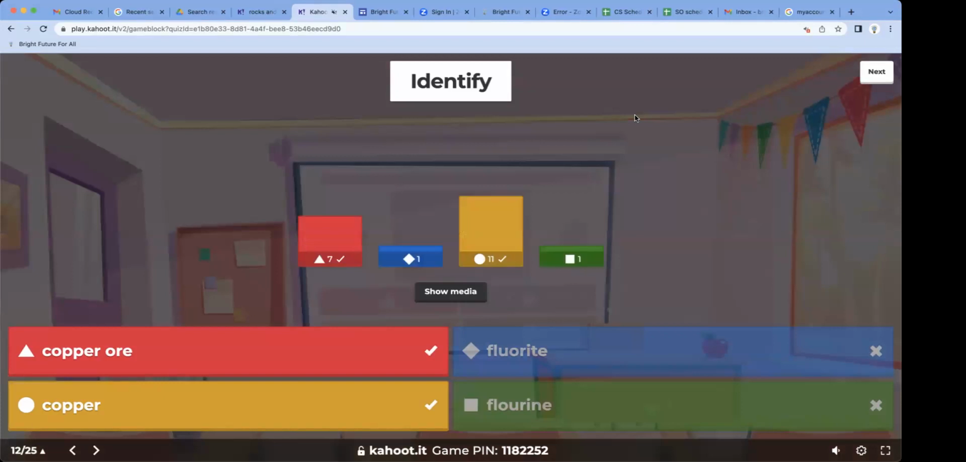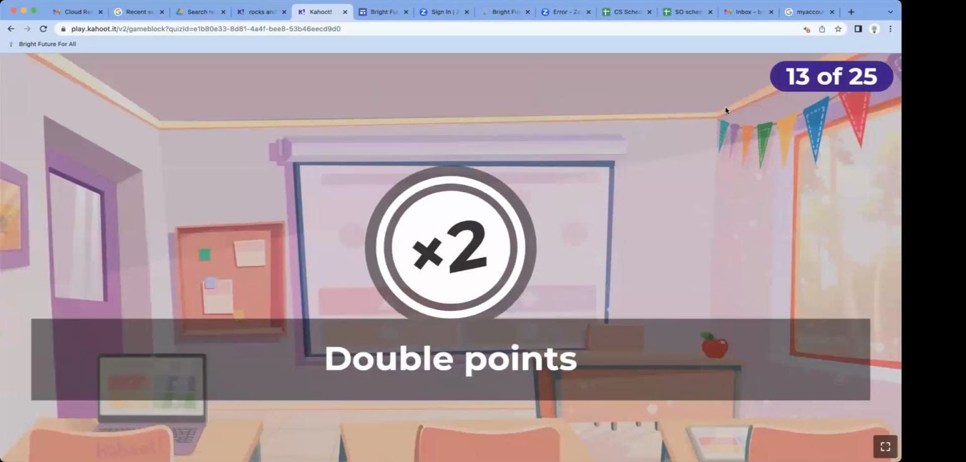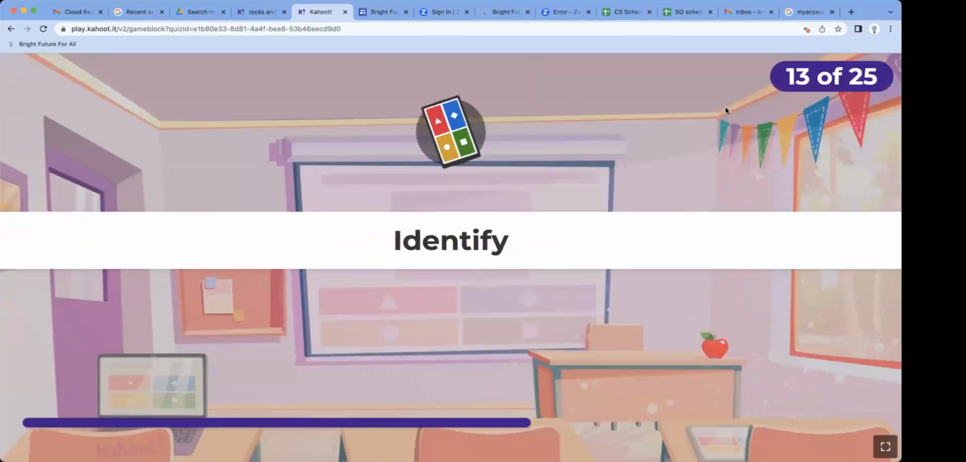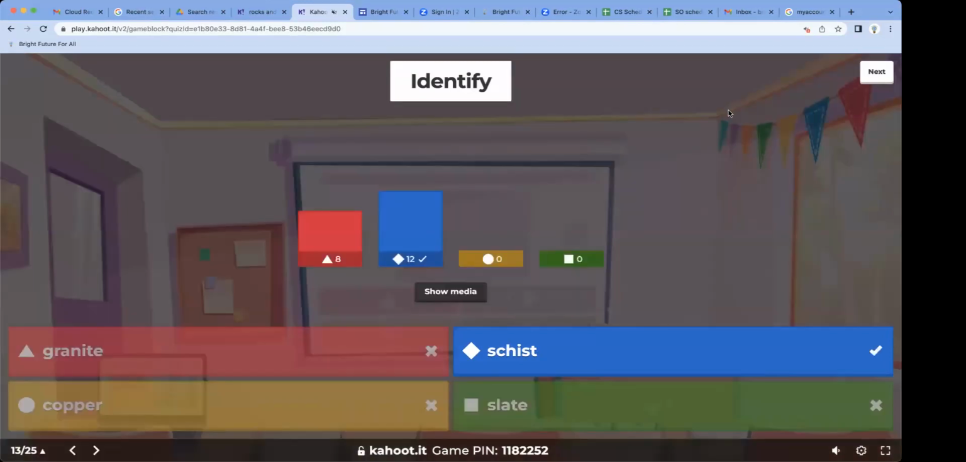Yeah, so copper ore and copper would both be correct because copper is technically just an ore. Okay, next question. Double points. Identify. Yeah, so this one is just a big greenish gray rock. Granite, I guess, looks similar, but yeah. Next question.